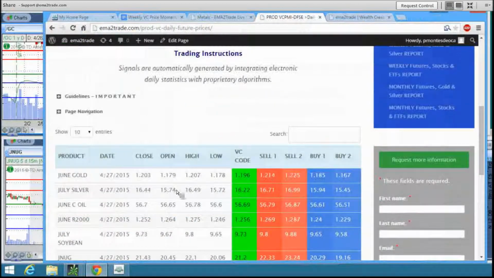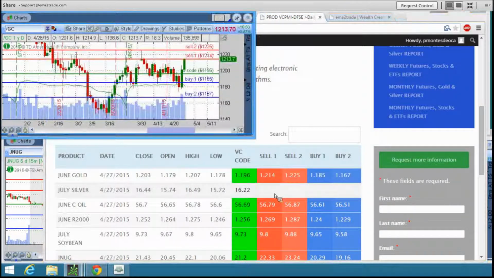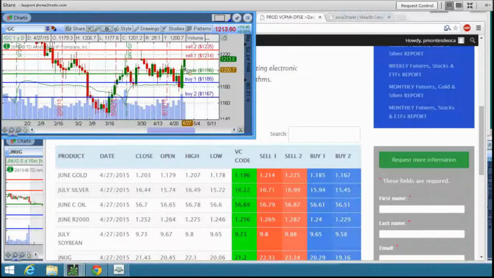And coming into today, based on yesterday's prices, the gold market identified for us a buy signal above 1196 today, with the first sell 1 target of 1214, which you can see was triggered today. And the market going through 1196 activated the signal. It triggered a buy signal long.